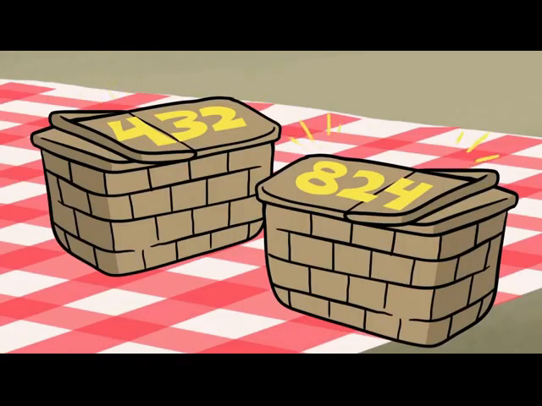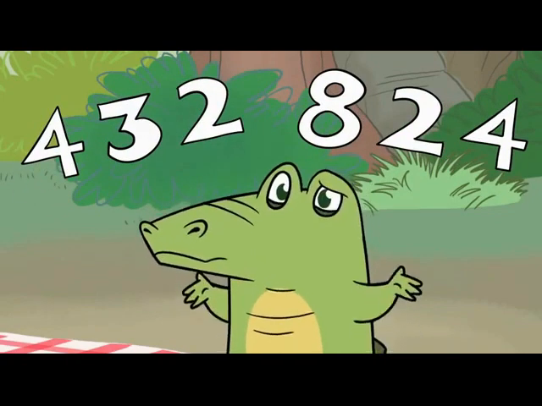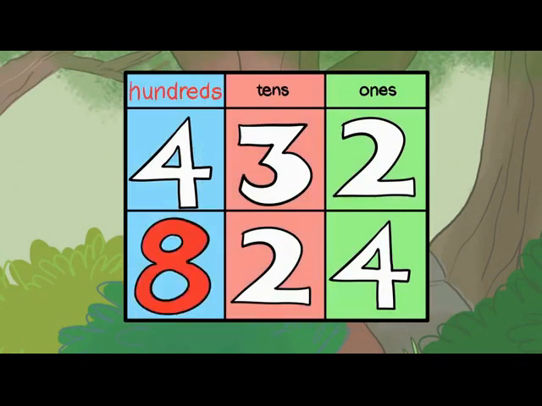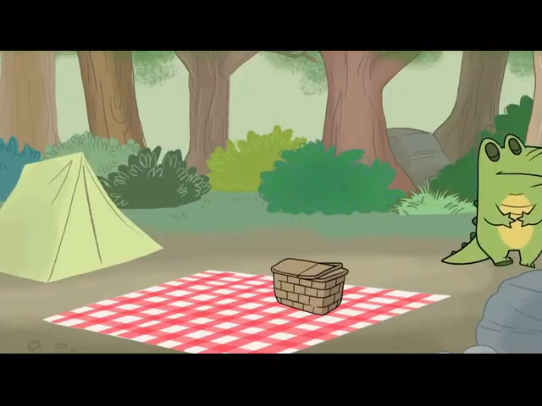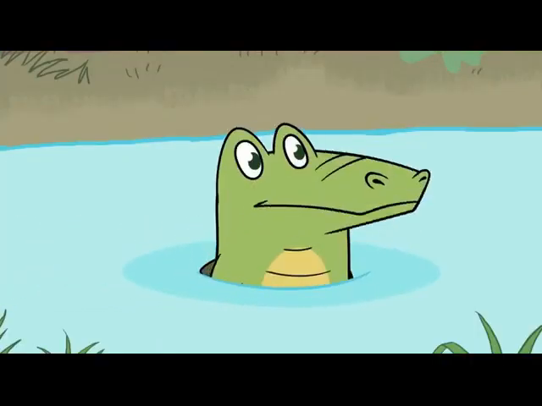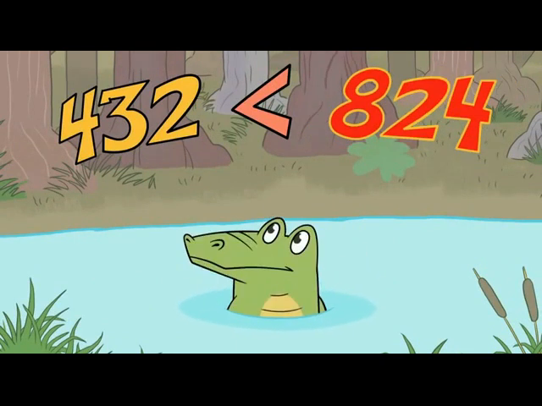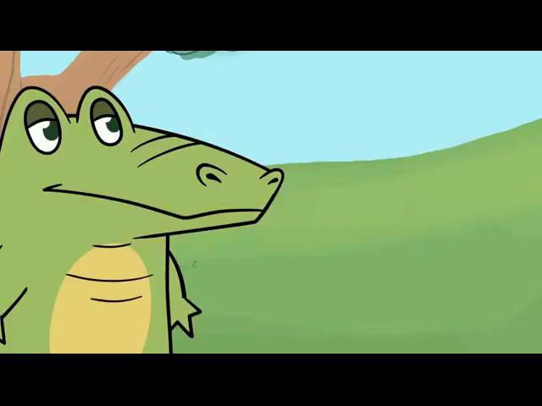$432 and $824. The gator eats the one that's worth more. He looks at the place values from left to right. It's the greatest hundreds place, so he takes a big bite. The hungry alligator eats the number that's greater. The number that is least is never part of his feast.